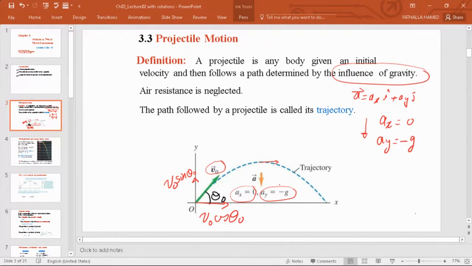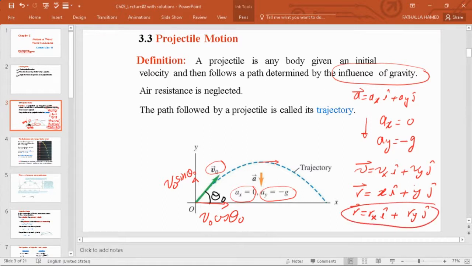And you know, it's two-dimensional motion. You're also going to have a velocity, which will be vx i hat plus vy j hat. And you will also have a position vector, which is x i hat plus y j hat. And remember, you can also look at it as rx i hat plus ry j hat. So that's how you describe your projectile motion. We have kinematic equations that we developed. We're only going to describe the kinematics in two dimensions.